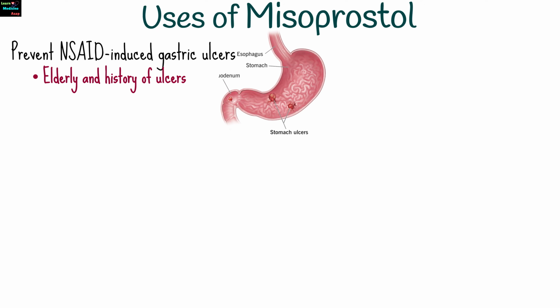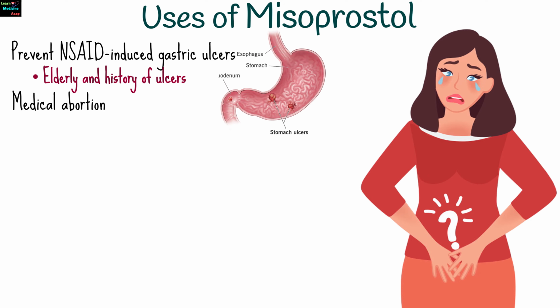It is especially important for patients at high risk, such as the elderly, or those with a history of ulcers. In obstetric and gynecological practice, misoprostol is used for medical abortion, typically in combination with mifepristone or methotrexate.